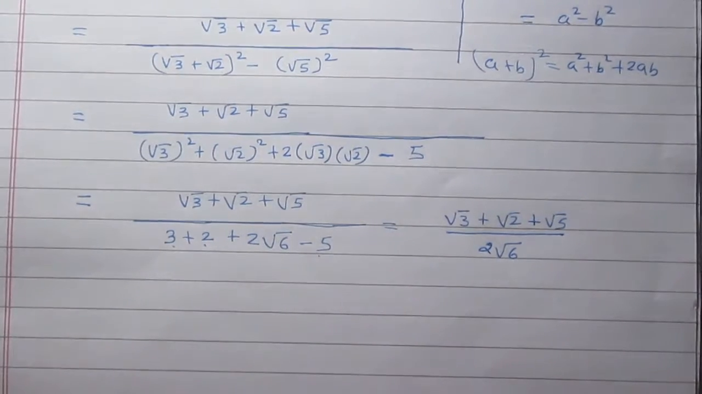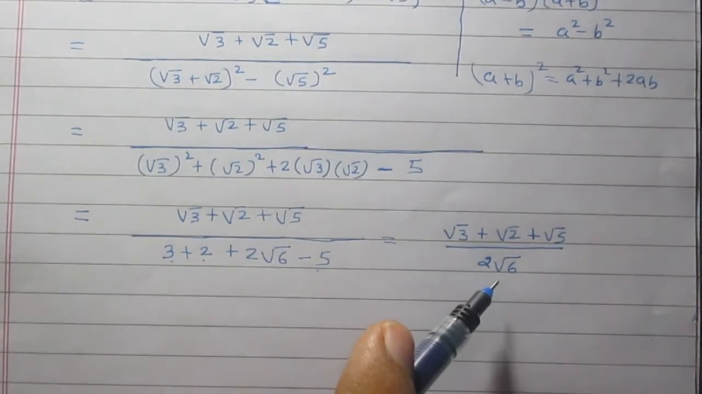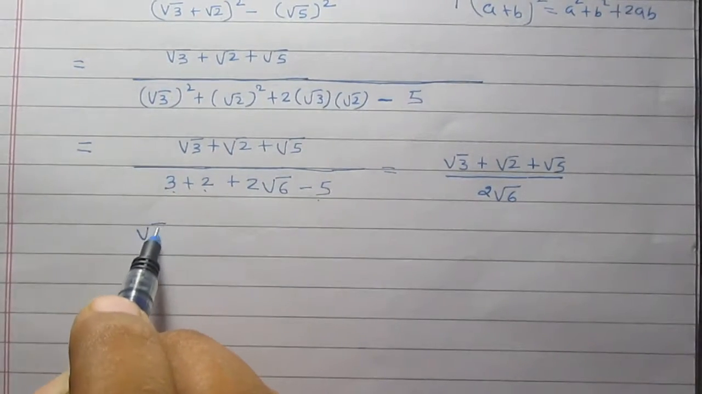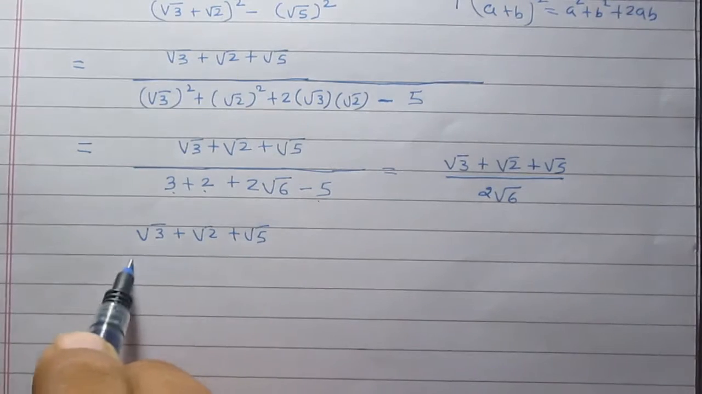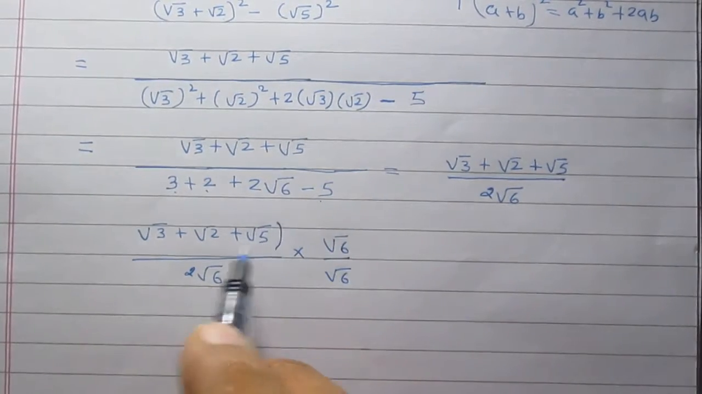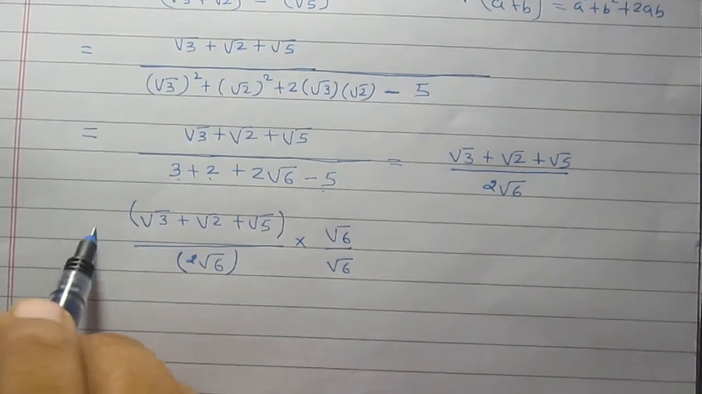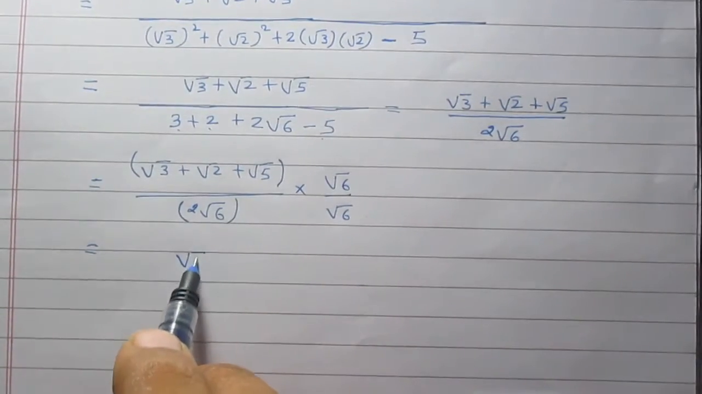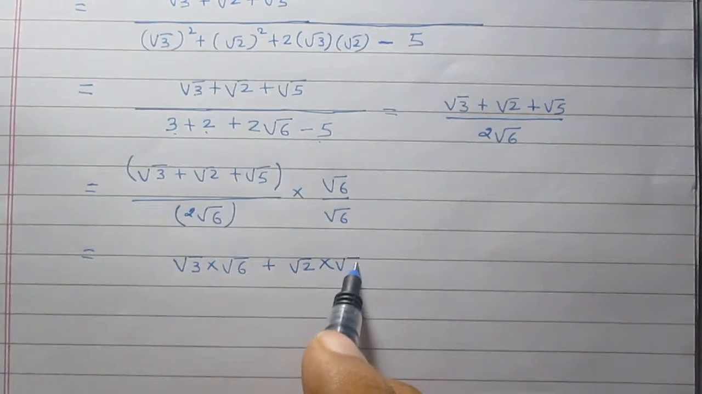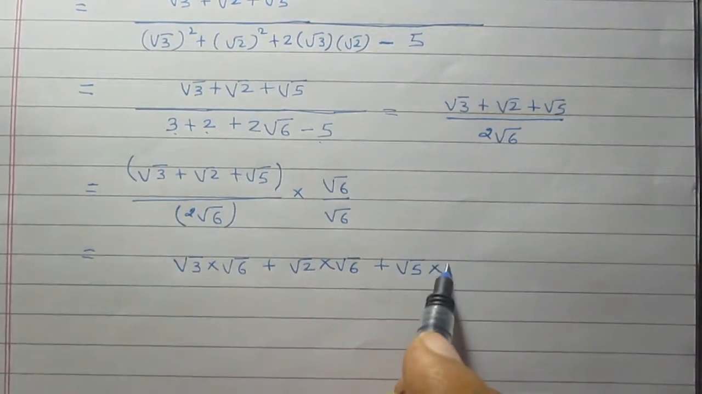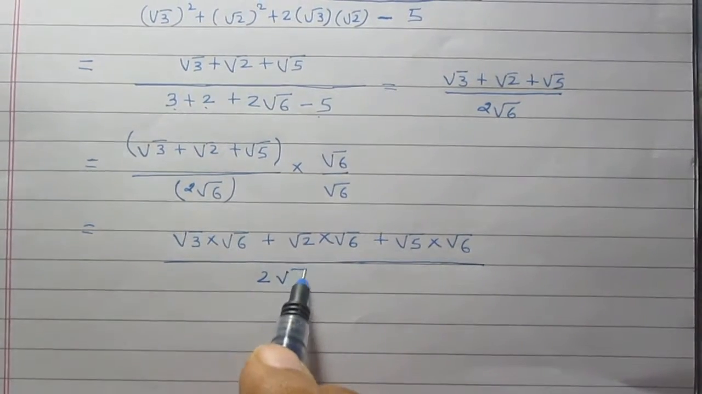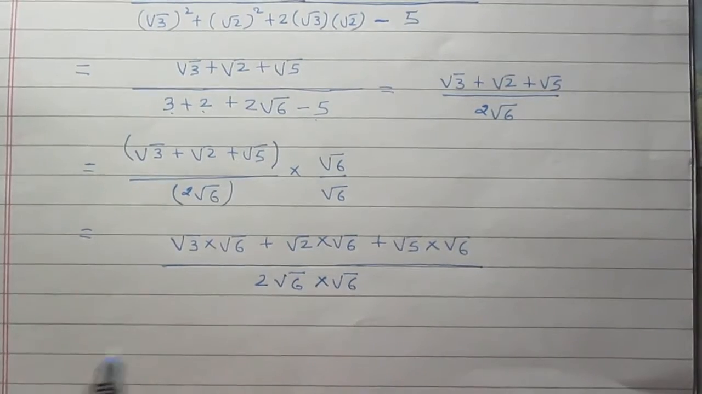Now, once again we have found a fraction whose denominator is irrational, and now we are to rationalize it once again. This time we can rationalize this fraction by multiplying numerator and denominator both by square root of 6. Doing so, we will get the numerator as the multiplication of square root of 3 and square root of 6, square root of 2 and square root of 6, then square root 5 multiplying with square root 6. This is the numerator. The denominator is the multiplication of twice of square root 6 and square root 6.